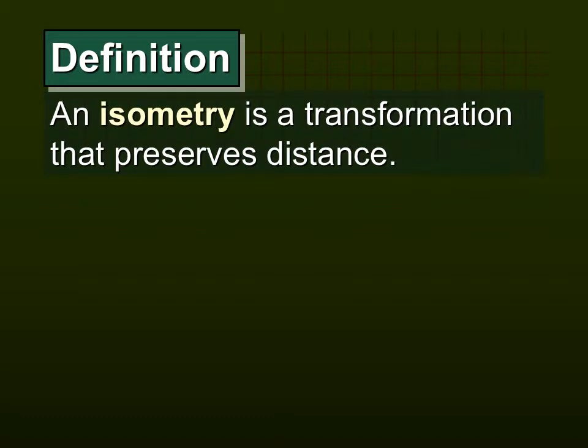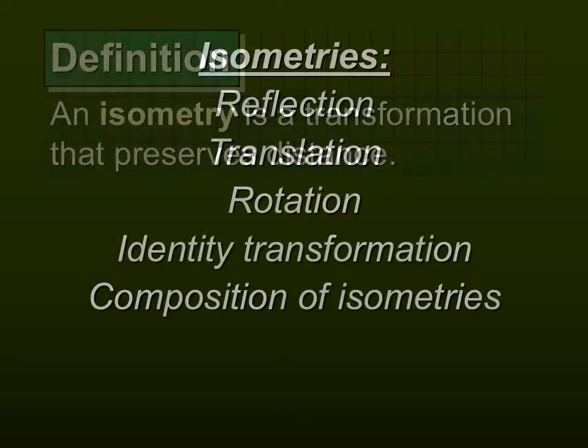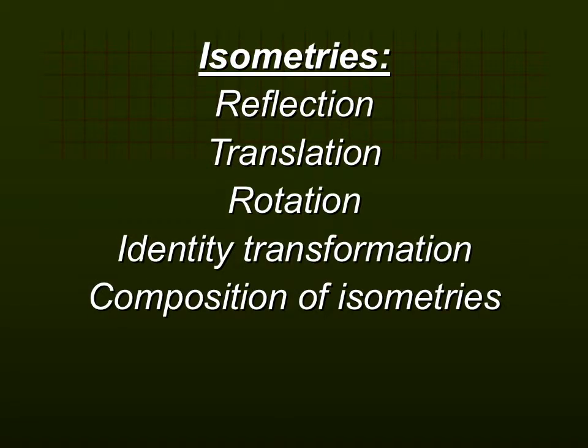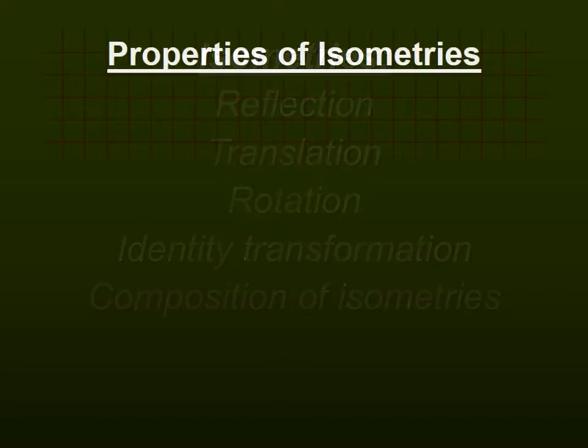So let's talk about a new vocabulary word. We have a word called isometry, and an isometry is just a transformation that preserves distance. So anytime you have a transformation that's going to preserve distance, it's an isometry. So isometries include the following transformations. Anytime you do a reflection, it's an isometry, a translation, a rotation, the identity transformation, or anytime you compose different isometries, all of those transformations are considered isometries. They all preserve distance.